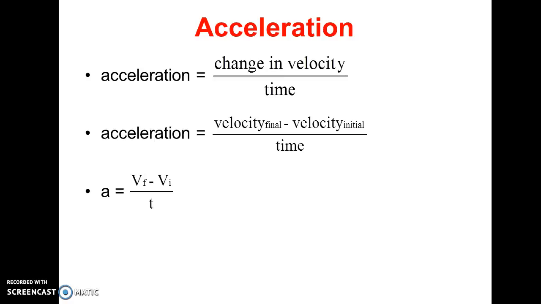A lot of times we'll abbreviate v sub f for final velocity, v sub i for initial velocity, and then t for time. So acceleration is v sub f minus v sub i divided by t. Once in a while you'll see delta v for v sub f minus v sub i. Delta v just means a change in v.